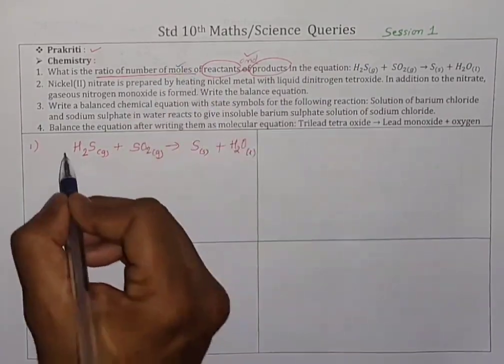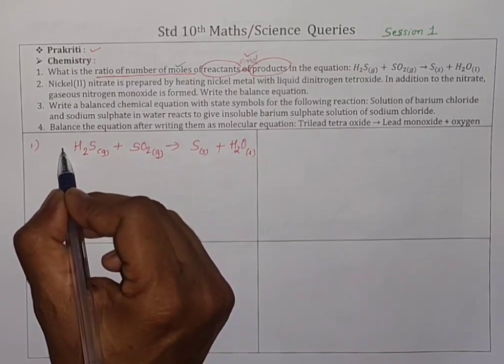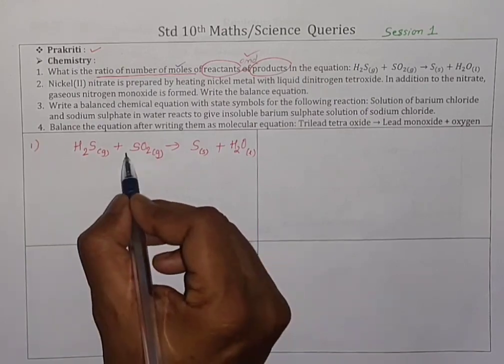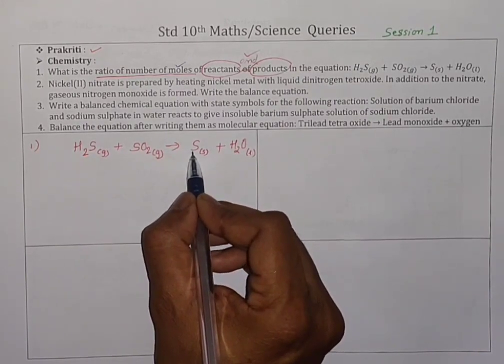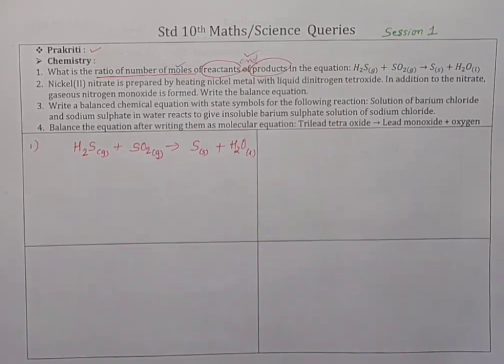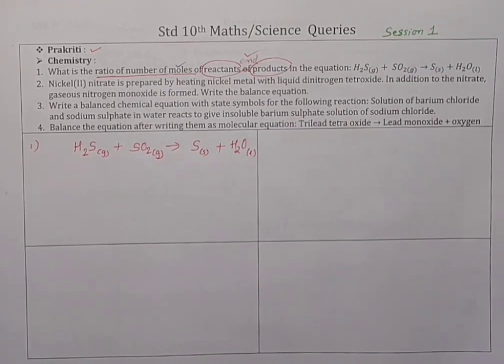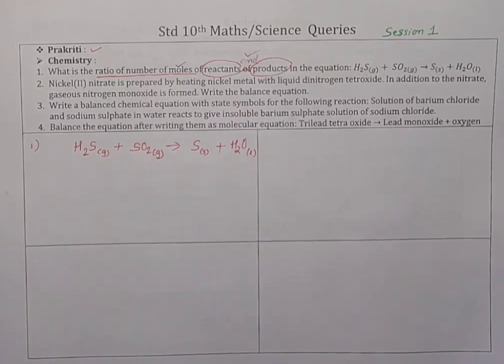Number of moles. यहाँ जो भी नंबर आता है फॉर्मूला के आगे, that is mole. 1 mole of H2S combined with 1 mole of sulfur dioxide to produce 1 mole of sulfur plus 1 mole of water. But this is not a balanced chemical equation. So first you will have to balance the equation, children. Okay. किसको बैलेंस करेंगे? हाइड्रोजन, ऑक्सीजन या सल्फर को पहले? यस, हाइड्रोजन और ऑक्सीजन को लास्ट में आप बैलेंस कीजिए.